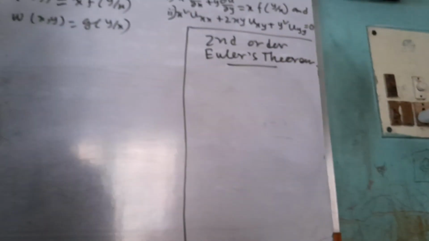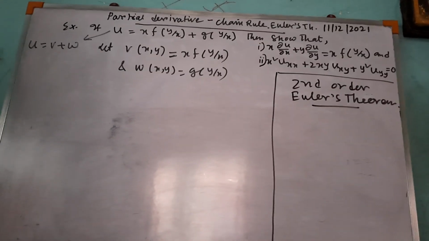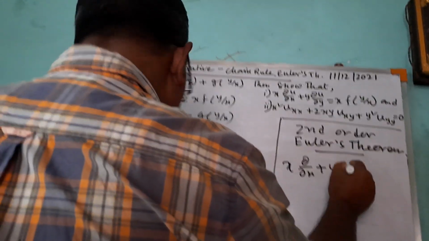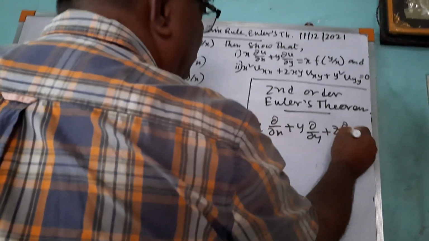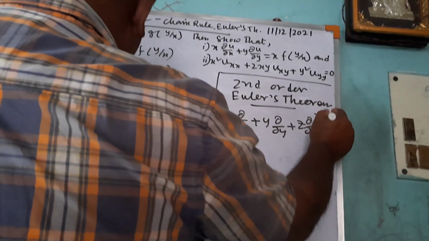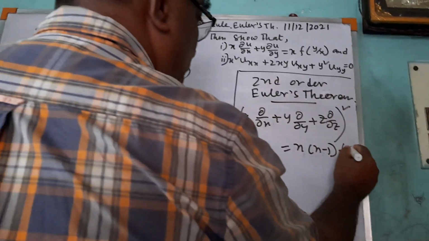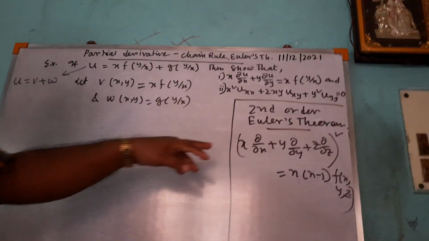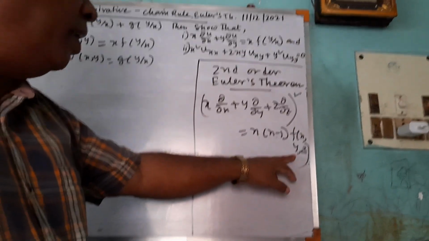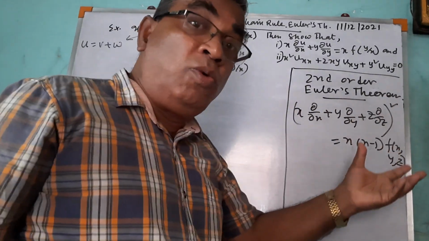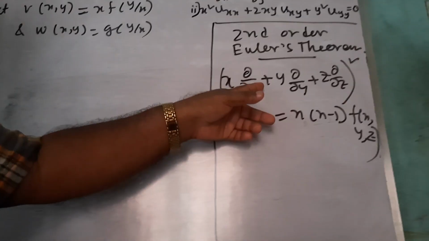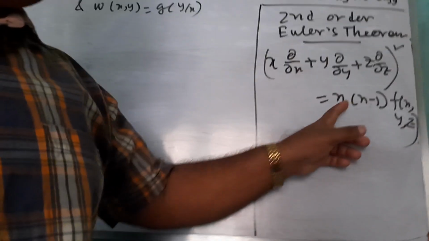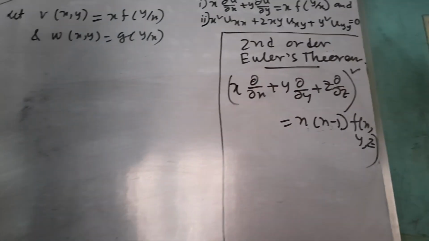What is second order Euler's theorem? Second order Euler's theorem says that if f of x, y, z is a homogeneous function of degree n, then x into del x plus y into del y plus z into del z, whole square, is equal to n into n minus 1 into f of x, y, z. Try to understand. This is actually second order Euler's theorem.